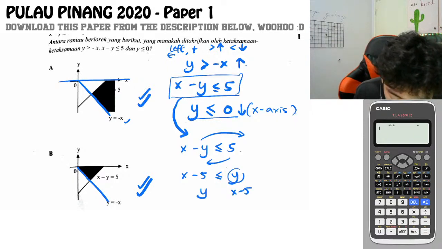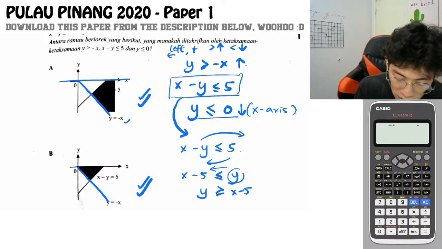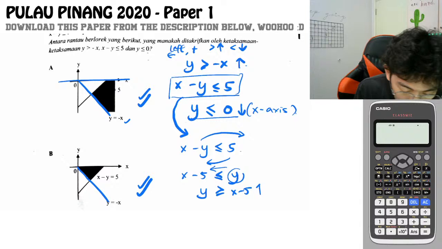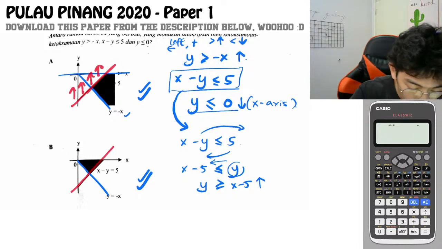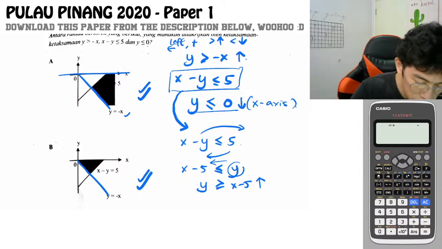And do you notice y is pointing at x minus 5? So this one is y greater, which is up. So you look at the only line left. Okay, this is the only line left, right? Is this up? No. So this one is wrong already. This one is up. Correct. Answer is B.